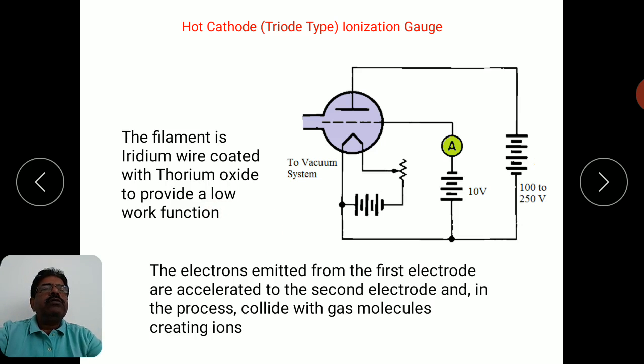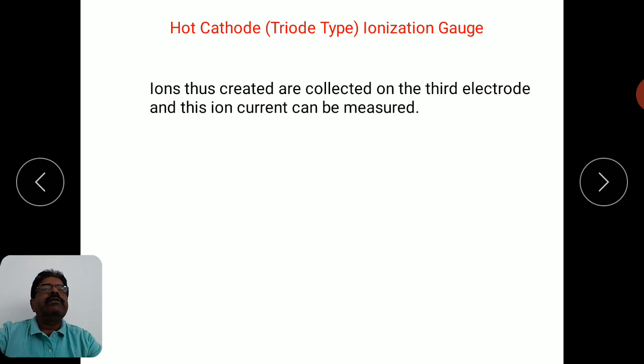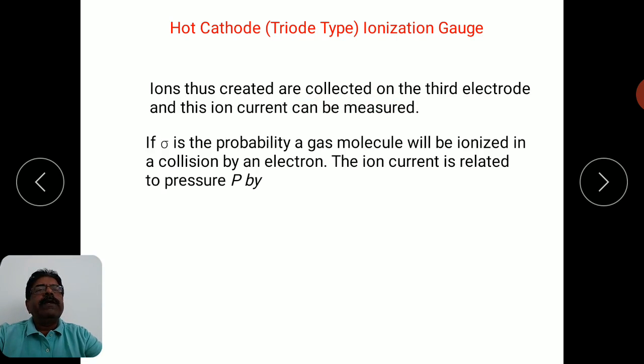Now the electrons emitted from the first electrode are accelerated to the second electrode, and in the process collide with the gas molecule, creating ions. So the ions thus created are collected on the third electrode, and the ion current can be measured. So that is how this is working.